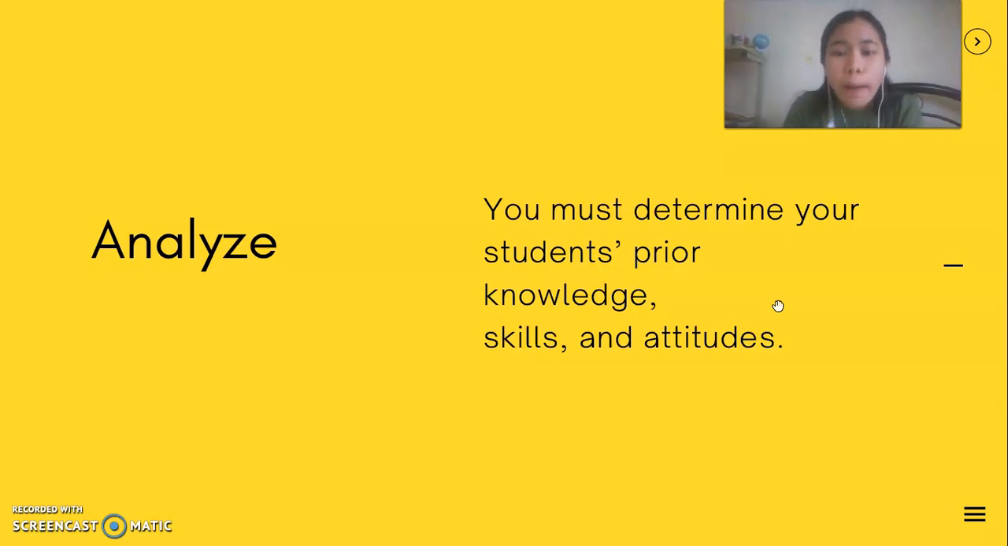It's because we cannot just jump directly into a new lesson without making sure that our learners have this prior knowledge. We cannot just jump into teaching multiplication without making sure that the learners have acquired or have understood the concept of addition. Because, diba, multiplication is just a repeated addition. So we need to really check the prior knowledge of our learners. Still, law of readiness is involved in this second A, in analyzing our students' prior knowledge. Okay, so first A is acquaint, second is analyze.